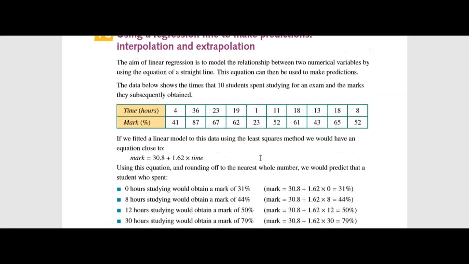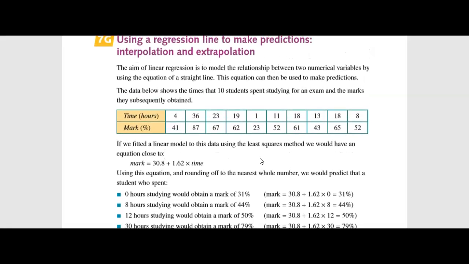It's also talking about interpolation and extrapolation. We covered this at the start of the year. Extrapolation is going beyond the data set and interpolation is going within the data set. Our data is going from time equals 1 to 36, so anything outside this time, we would be extrapolating. We would be going beyond the data set. It's not as accurate as interpolating, looking within the data set, but sometimes we need to look beyond the data set.